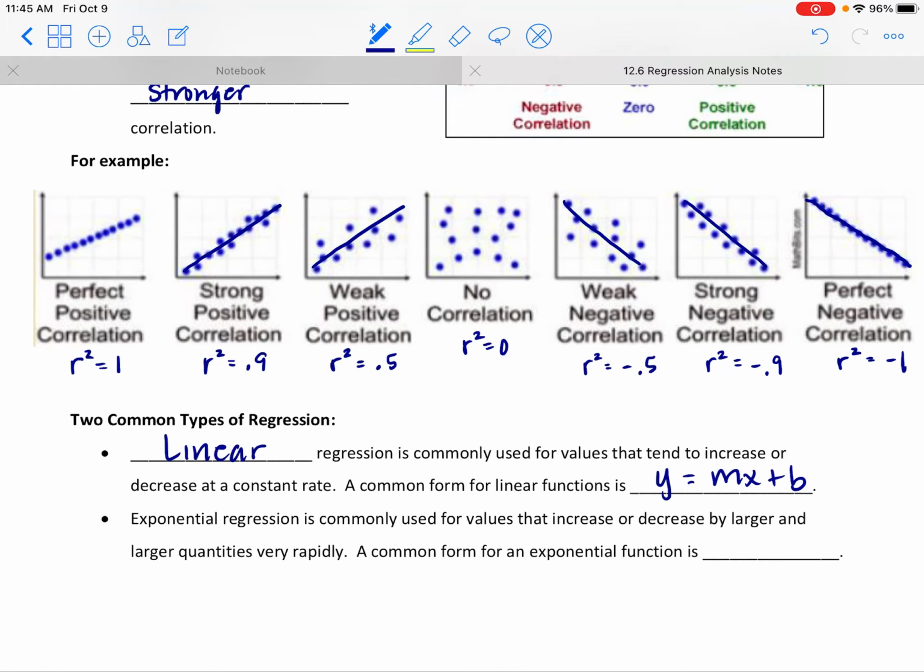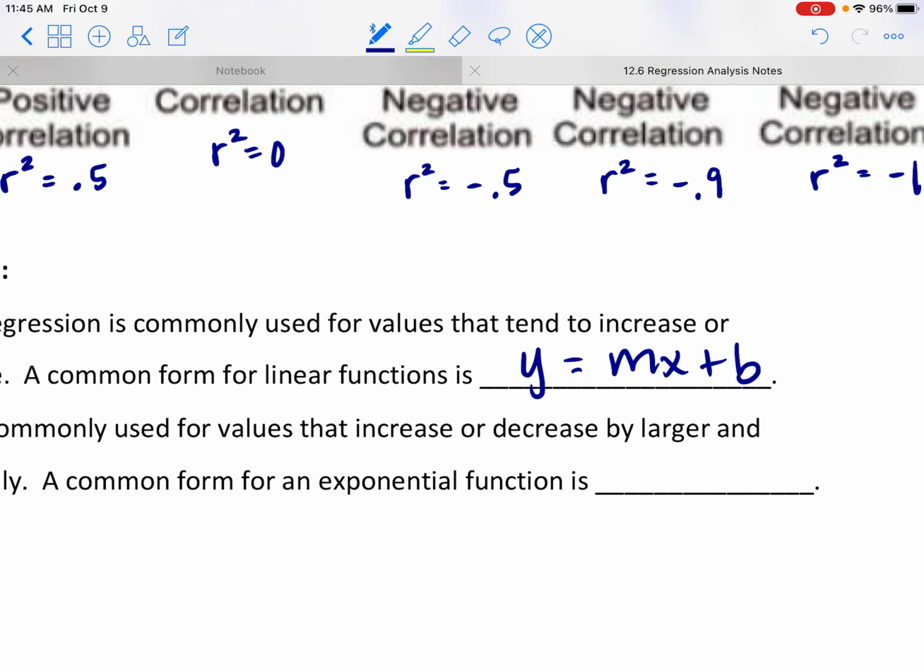So if you start to see the graph is kind of flat and then it shoots up, or it starts to decrease and then flatten out, then an exponential model might be more appropriate than a linear model. And a common form for an exponential function is y equals a times b to the xth power. There's that exponential piece. Okay? So these are the two we're going to focus on.